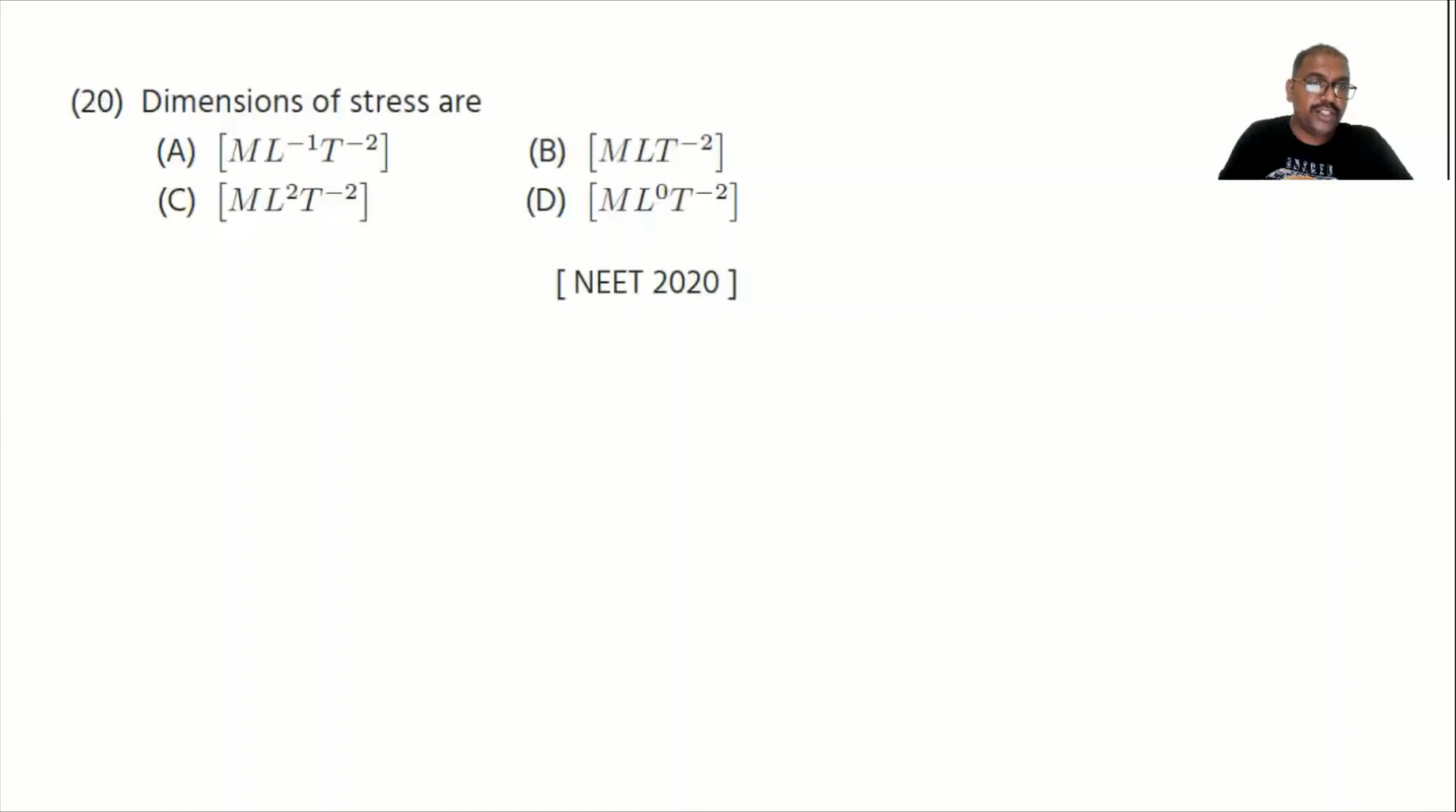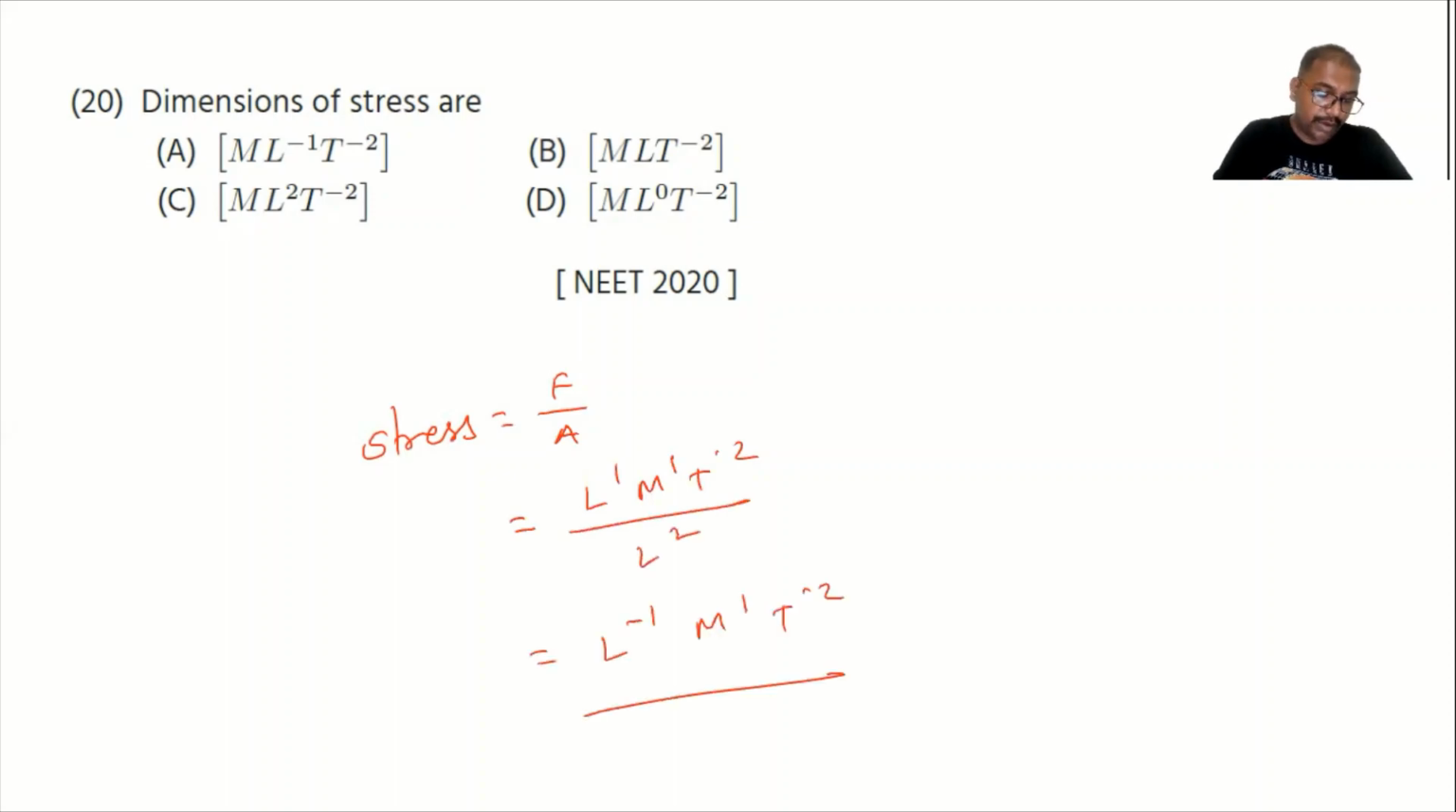Next MCQ, dimension of stress. So stress is applied force or internal restoring force per unit area. So force is L1 M1 T minus 2 and area is L2. So after solving this, L minus 1 M1 T minus 2 is the dimension of stress. L minus 1 is written only in one option here. So this one is the right option here for MCQ number 20.